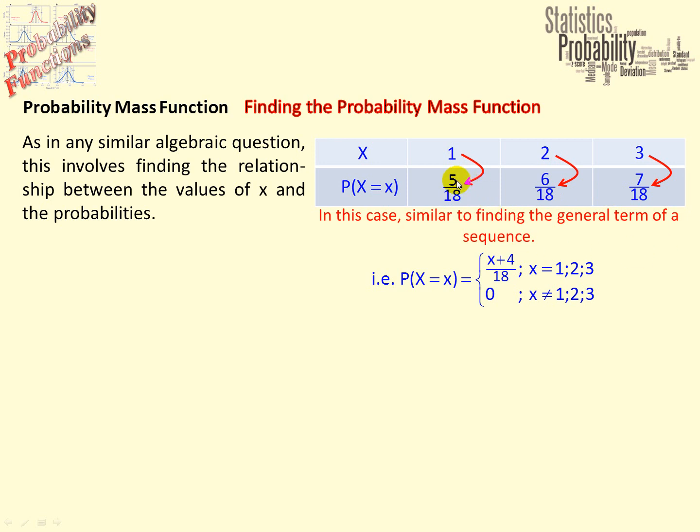So there we are, the relationship. 1 plus 4 is 5, 2 plus 4 is 6, 3 plus 4 is 7. So we know it's x plus 4 all over 18. Only the values 1, 2, 3, and therefore the probability is 0 for any other value.